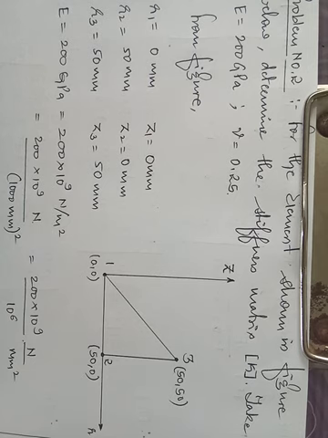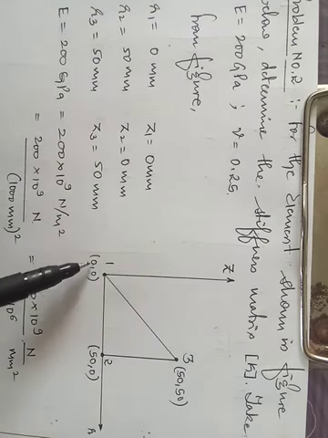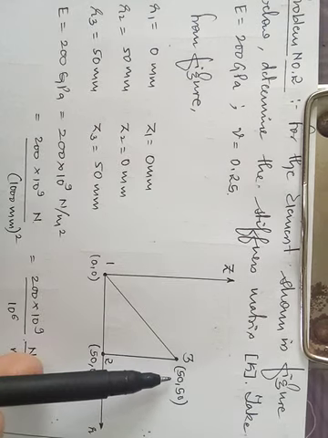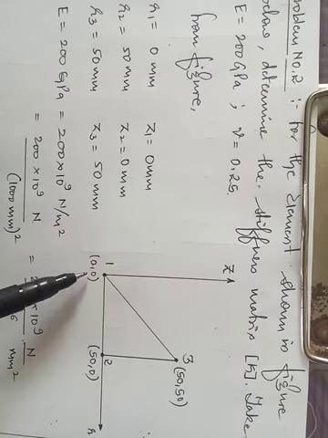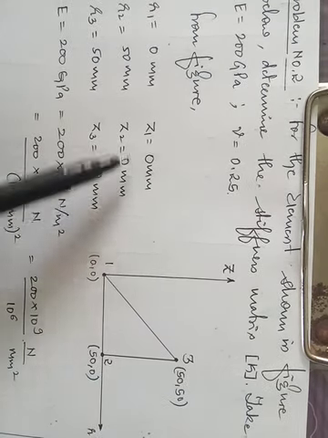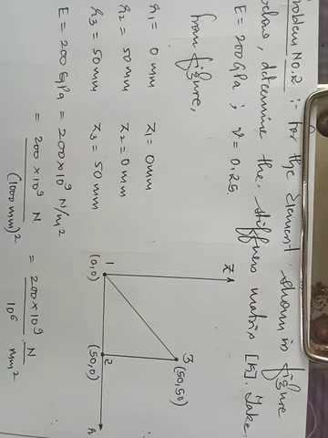So to start with, let us first note down the coordinates r1, r2, r3 and z1, z2, z3 from the figure. So that is what I have done. R1 is 0, R2 is 50 and R3 is 50. Z1 is 0, Z2 is 0 and Z3 is 50. So I have noted the individual coordinates.